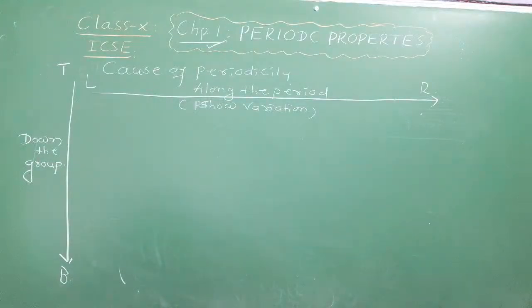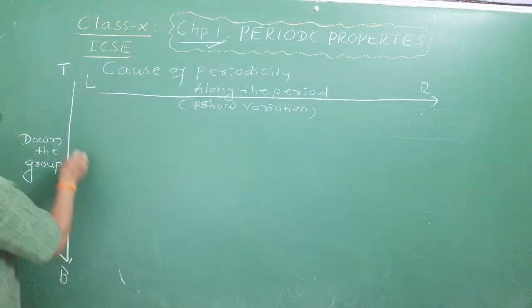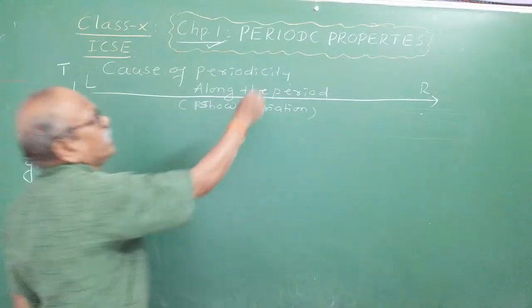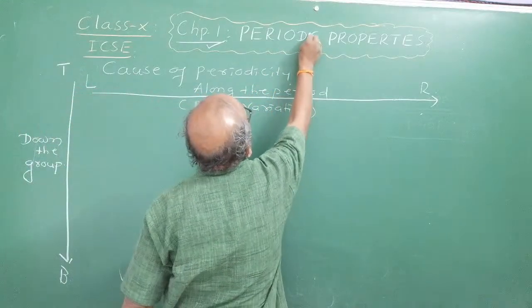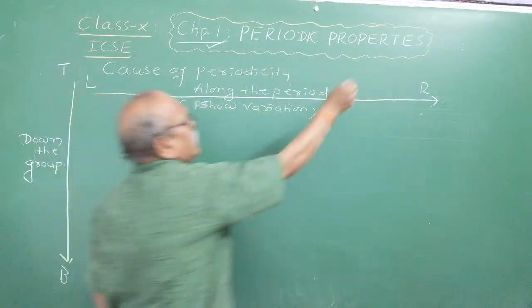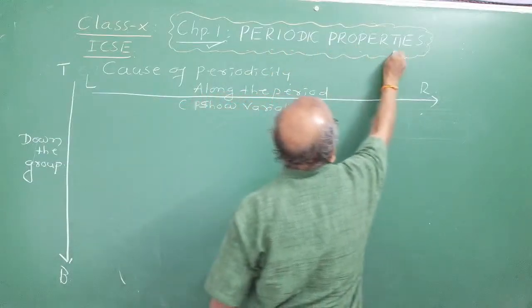Yes, Raj Sharma, good evening. Okay. Down the group they show variations, and along the period also they show variations. Periodic spelling: periodic properties, correct. Make the corrections: periodic properties.